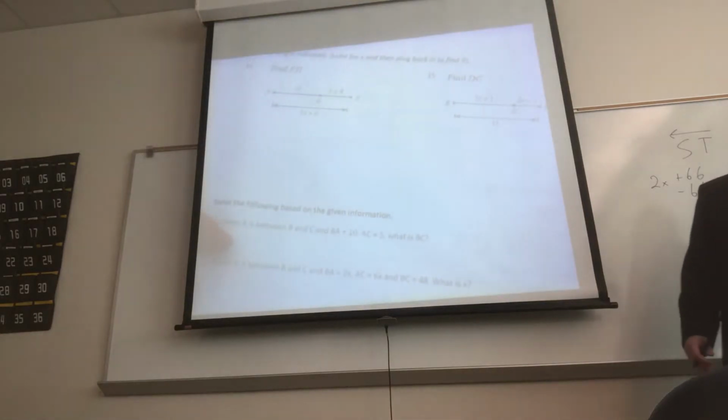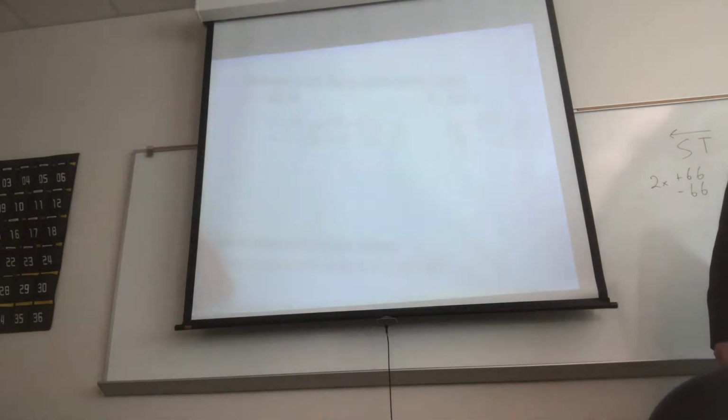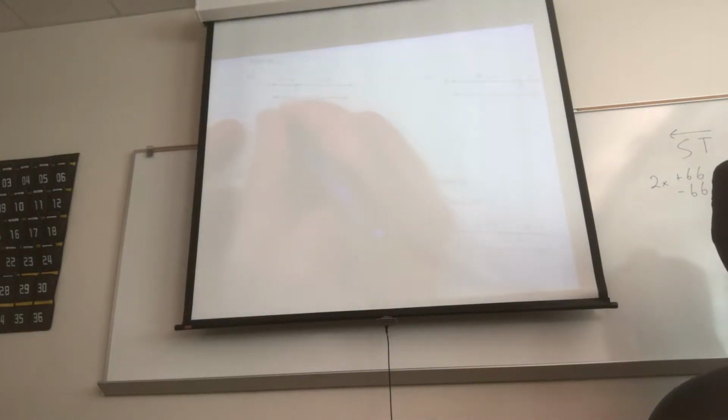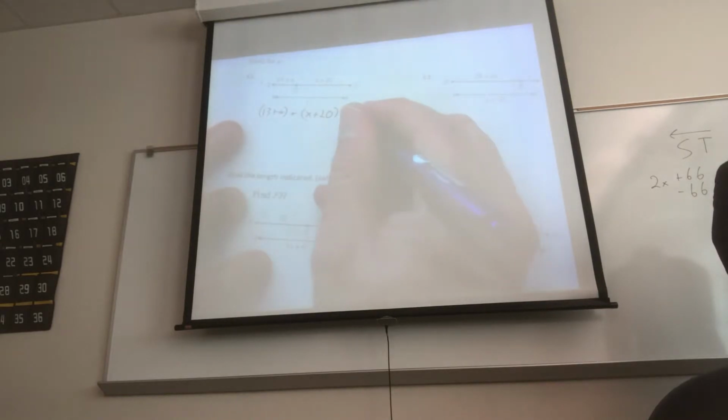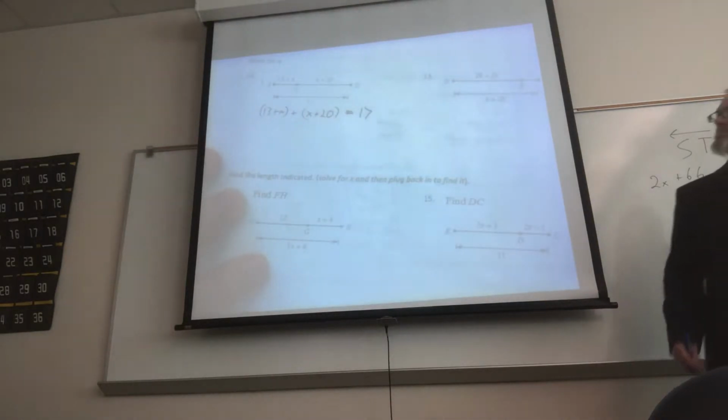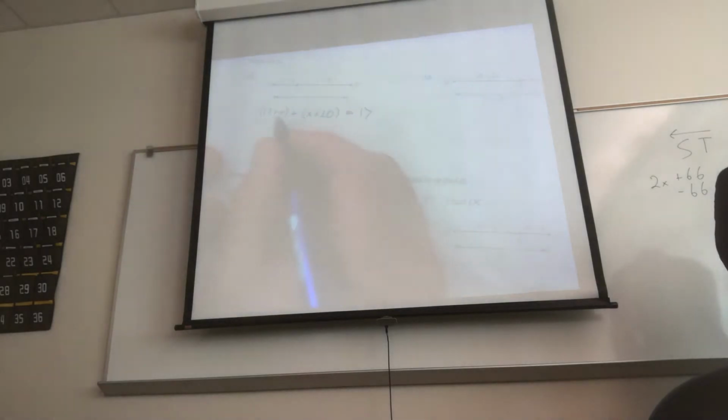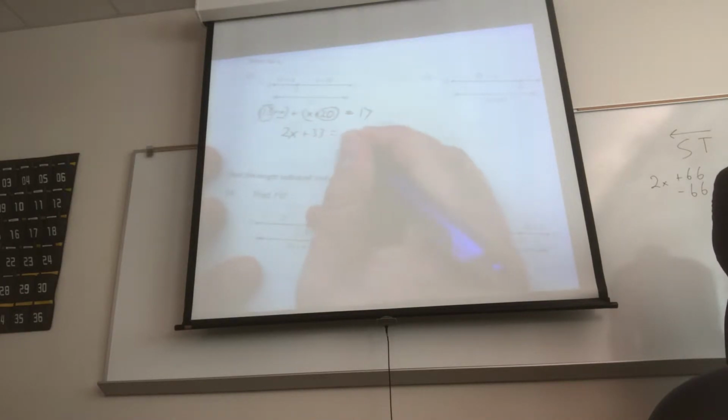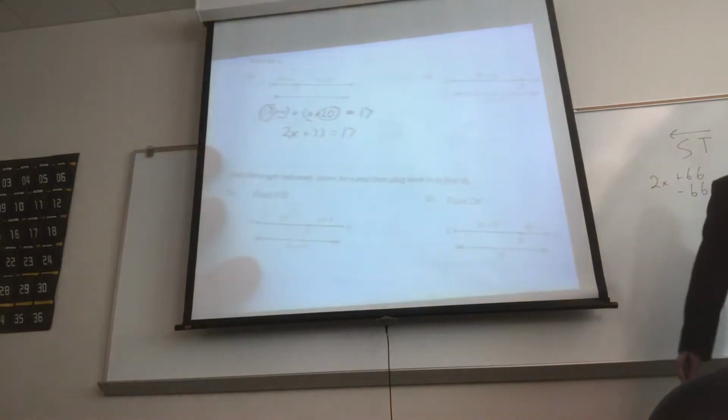Solve for x, same thing. Number 12 was confusing to some people. We had 13 plus x plus 20. Those were the two segments. And they added together to equal 17. We put together our like terms. x plus x makes 2x. 13 plus 20 makes 33. So 2x plus 33 equals 17.